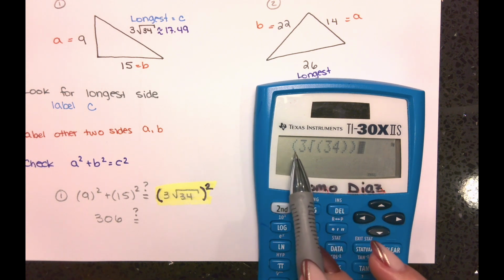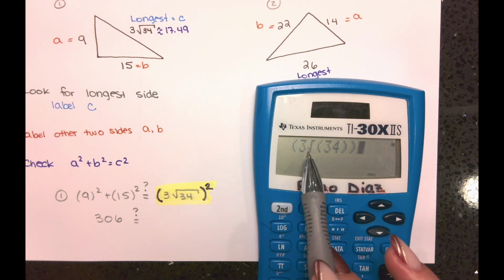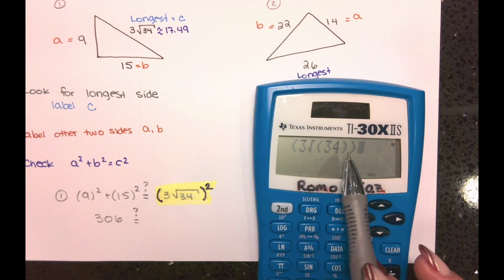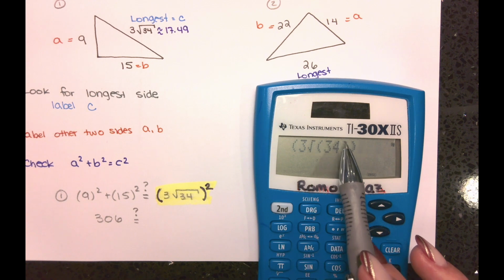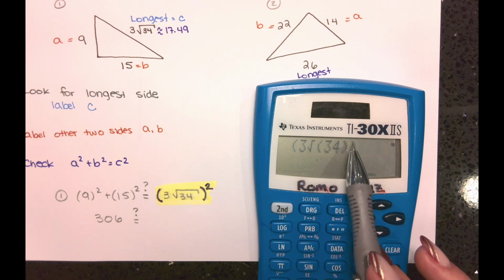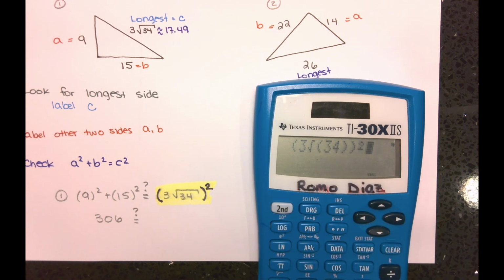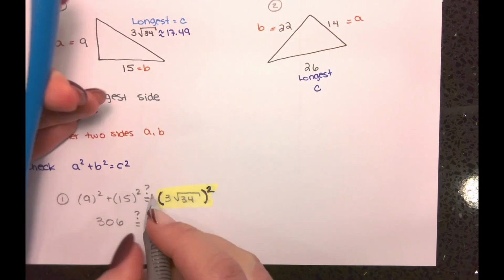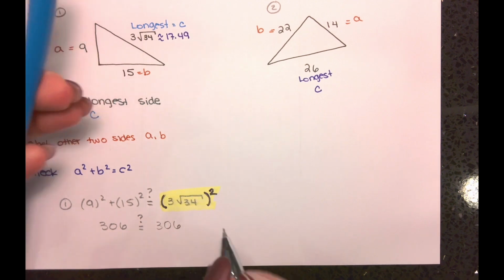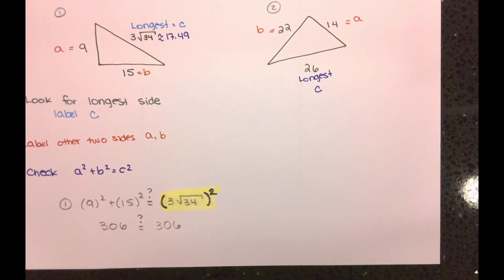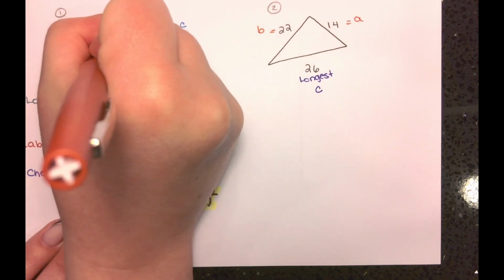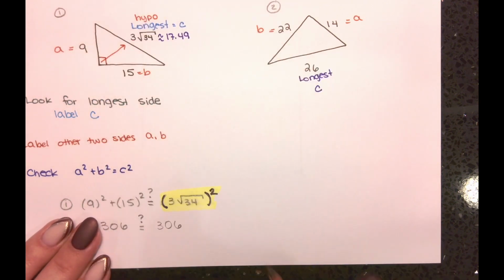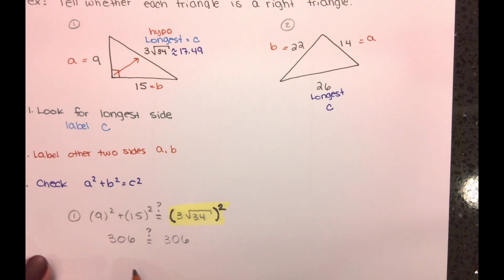So parenthesis, 3 square root. Now when you type in the square root, the parentheses should automatically appear. So at the end, you need double parentheses, then press the squared button. Equals. Now this one is 306. So what does that mean? That means that yes, we have a right triangle.